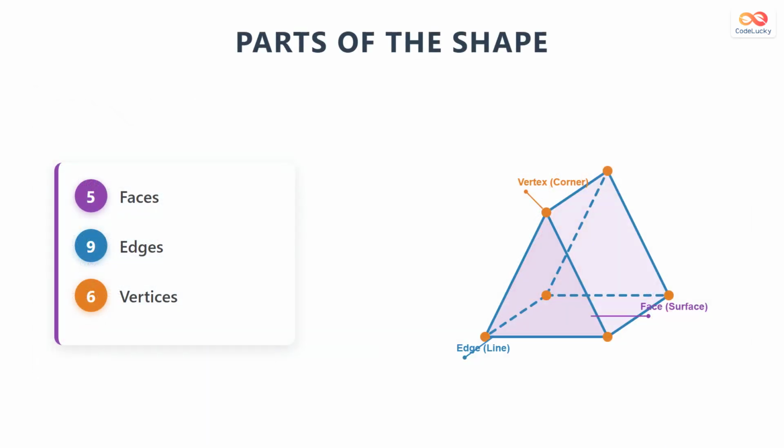Let us break it down into its basic parts. A triangular prism has 5 faces in total, 2 are triangles and 3 are rectangles. It has 9 edges, which are the lines where the faces meet. And finally, it has 6 vertices, which are the corners where the edges come together.